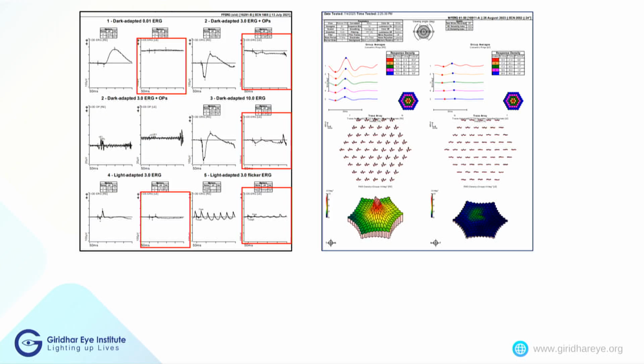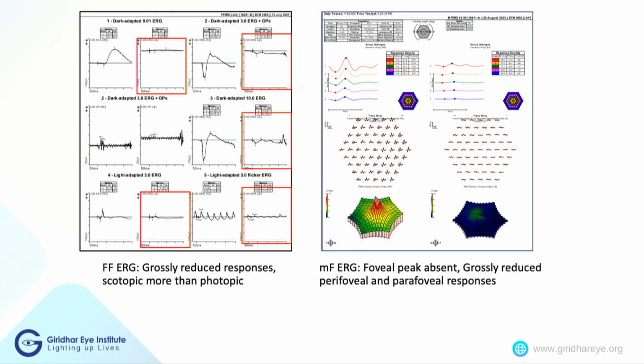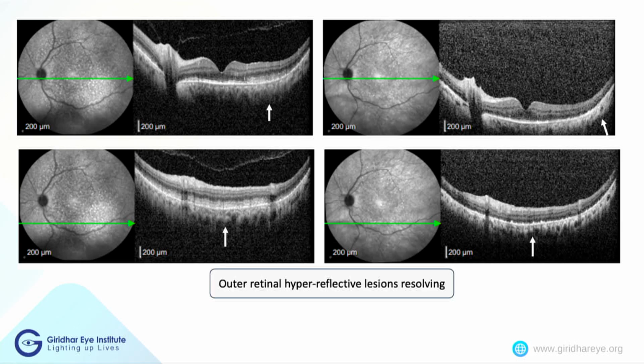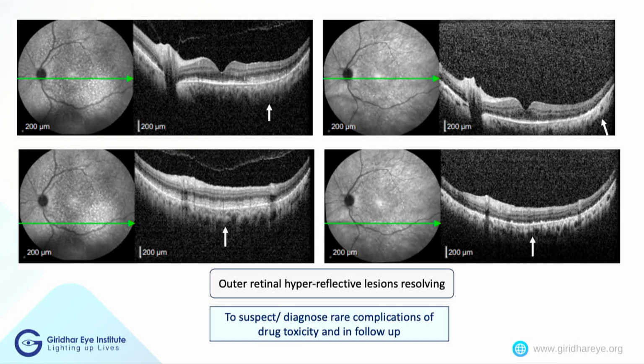ERG showed gross reduction in the responses in the left eye, which I have shown in red boxes, compared to the right eye. MFERG also showed really reduced responses. So this was a case of retinal toxicity due to ganciclovir. And he is being followed up, and the lesions fortunately are improving. So in this kind of rare complications of treatment also, MMI has a valuable role.